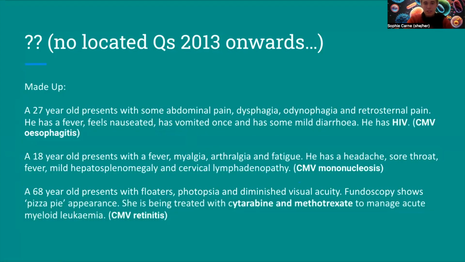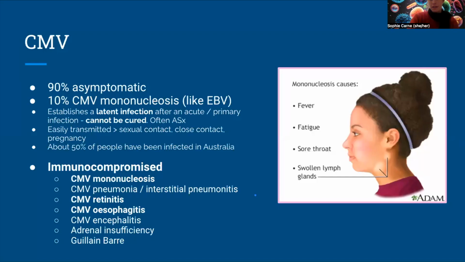So the first is talking about esophagitis, the second one is talking about mononucleosis, and the third is talking about retinitis, but they're all caused by CMV. So CMV, if you're infected, 90% of people are actually asymptomatic, and you only really get symptoms if you are severely immunocompromised.